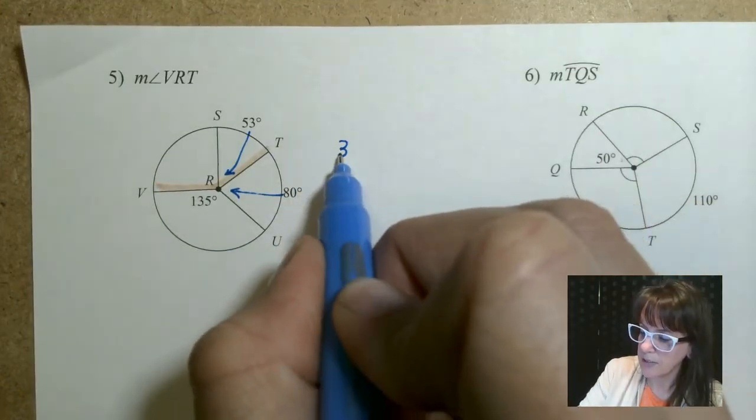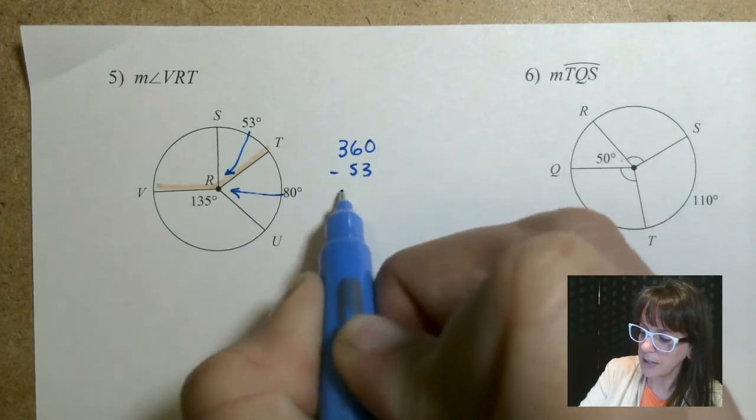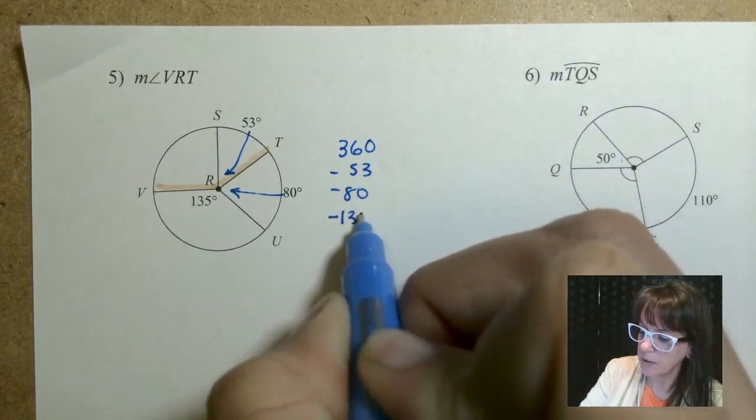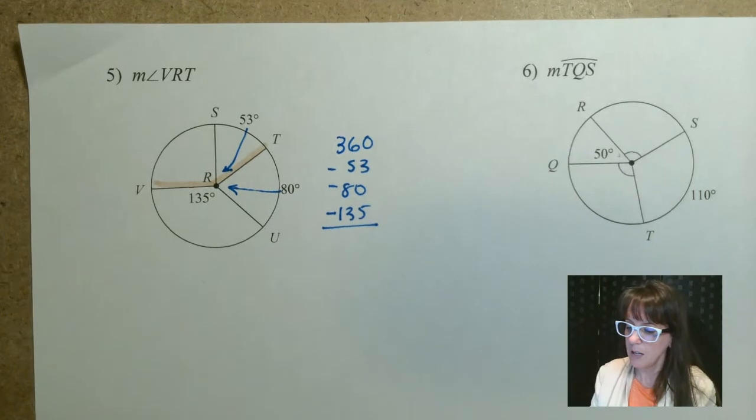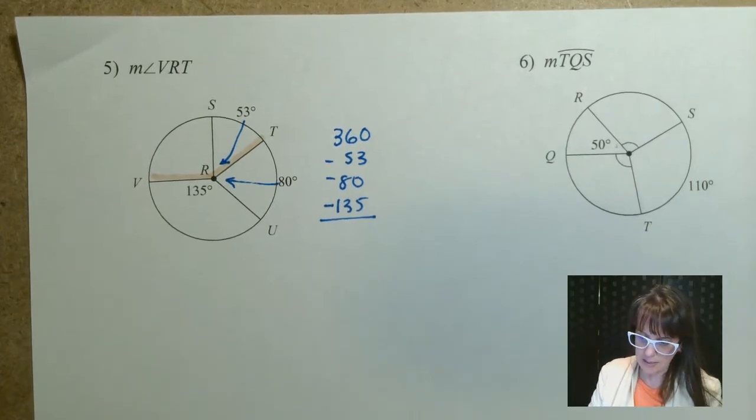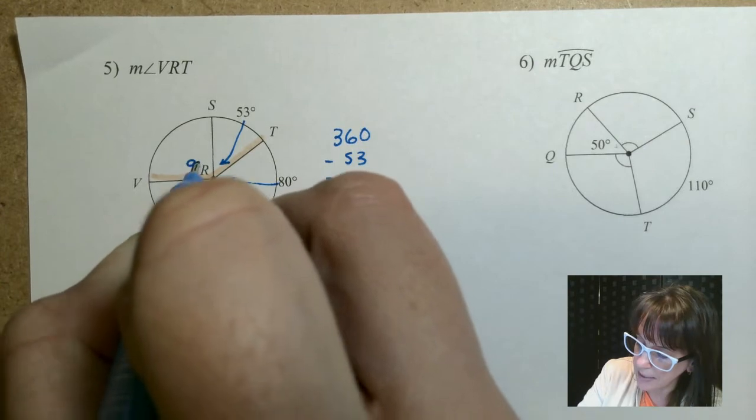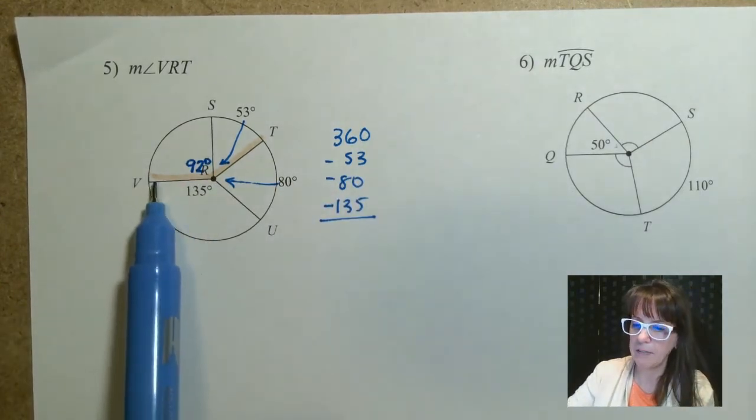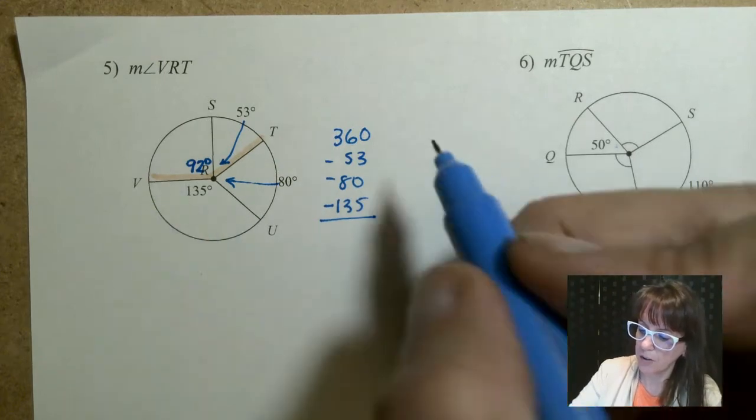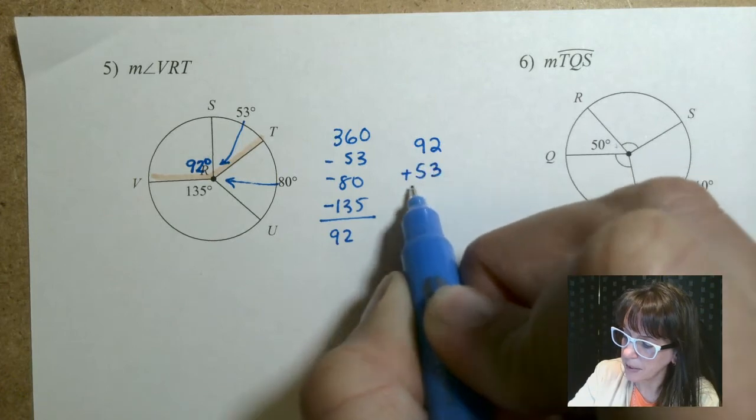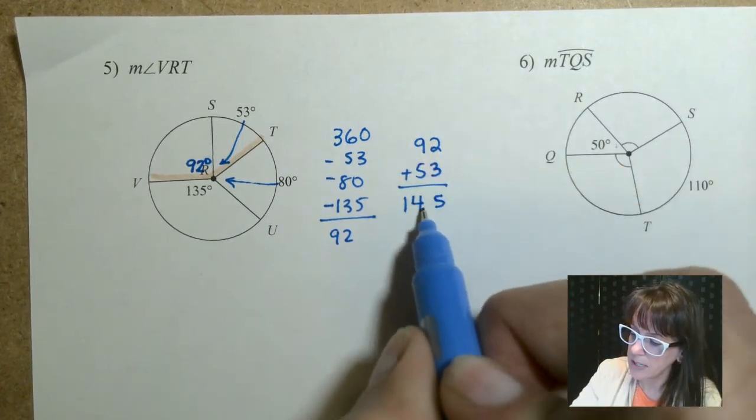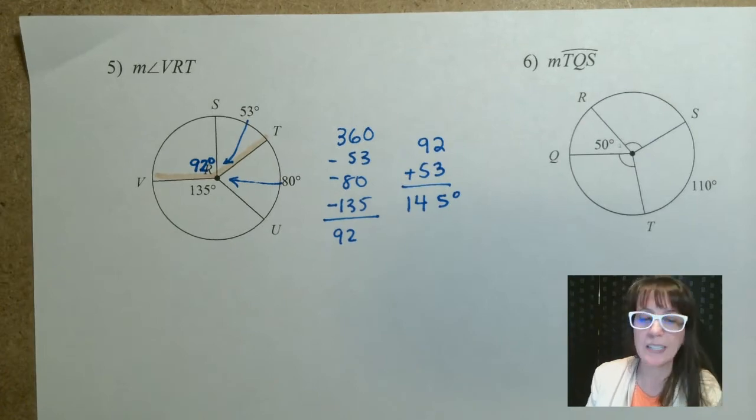So if we take 360 minus 53 minus 80 minus 135, that should give us this remaining amount here, which is SRV. So let's see, if we do 360 minus 53 minus 80 minus 135, we end up with 92 degrees right in here. Now, remember, we wanted to find VRT. So our total is going to be 92 plus 53. So that's 145 degrees for that guy.